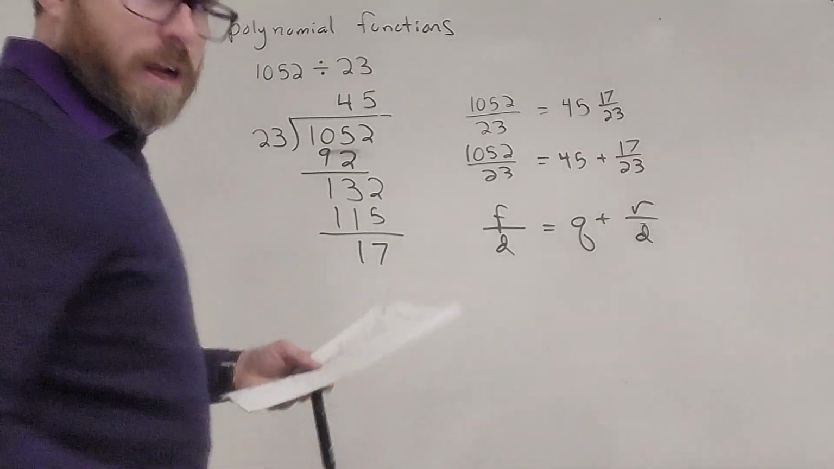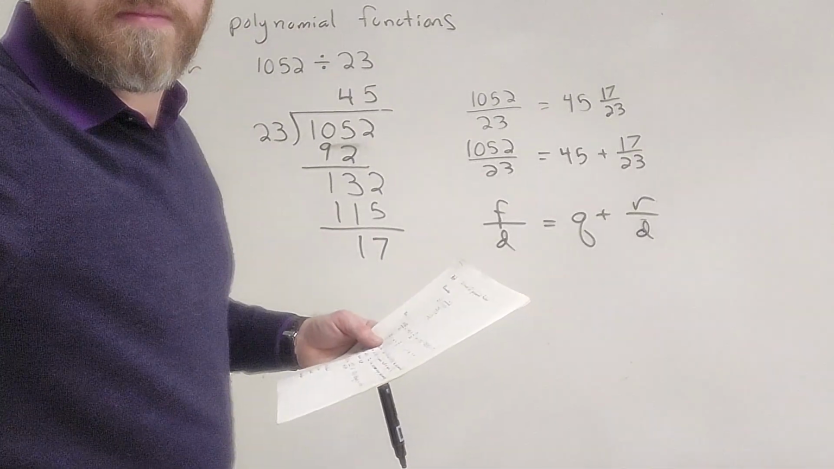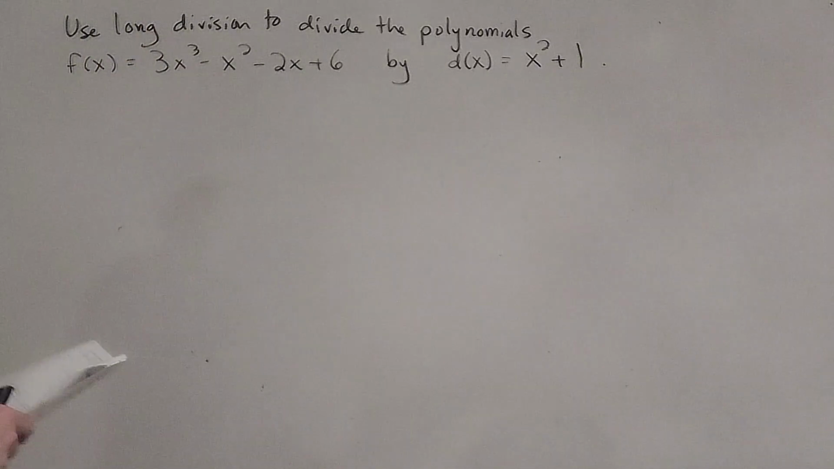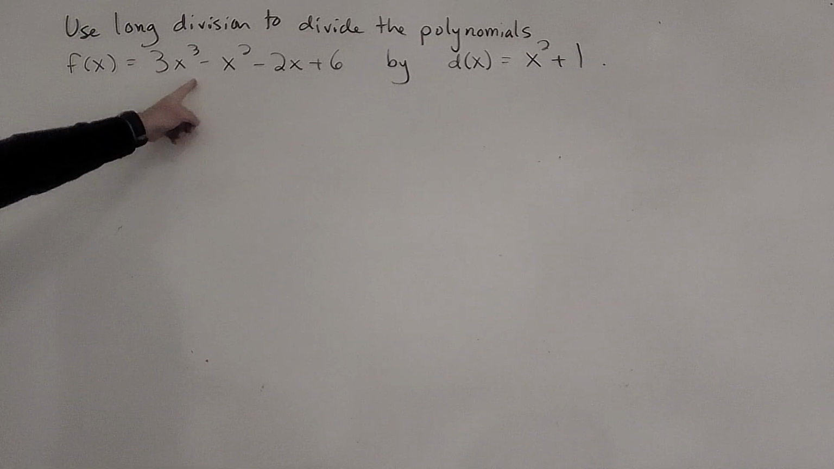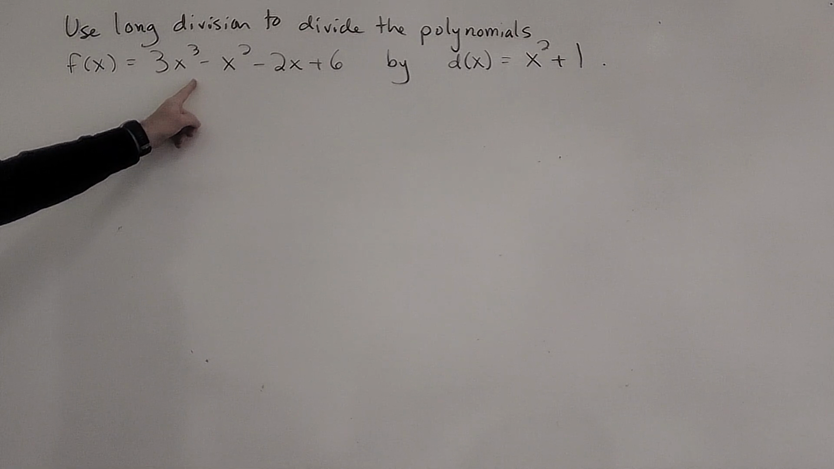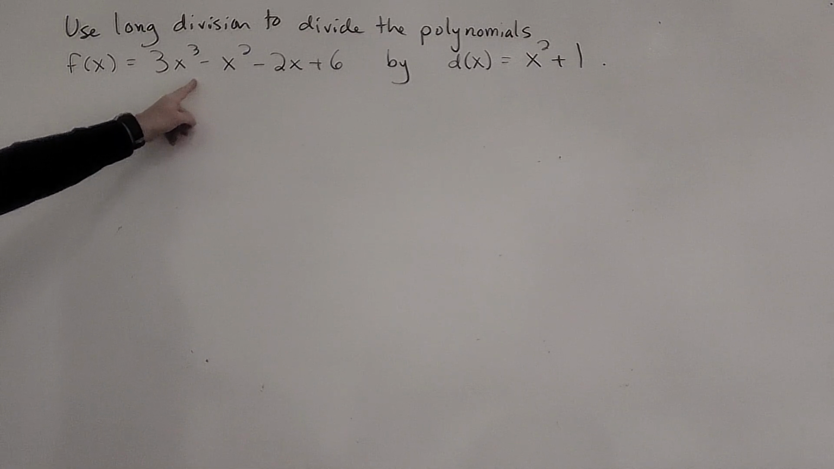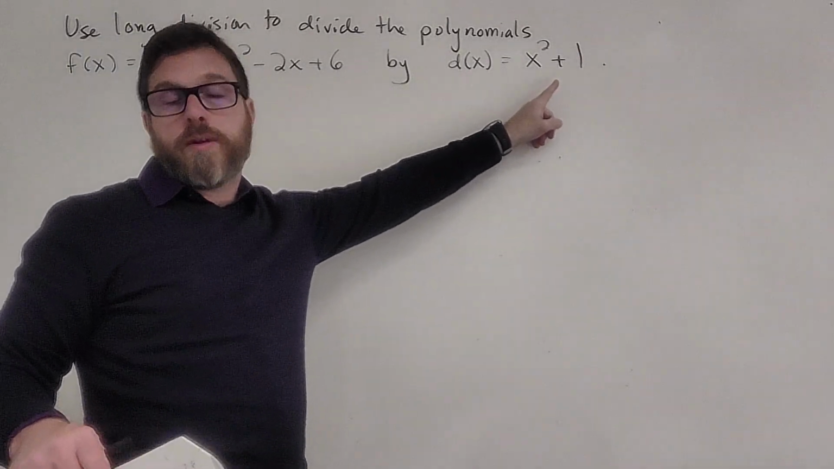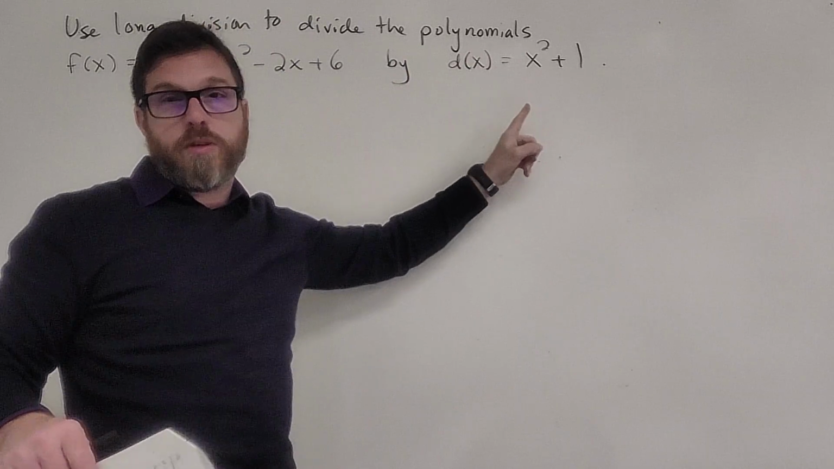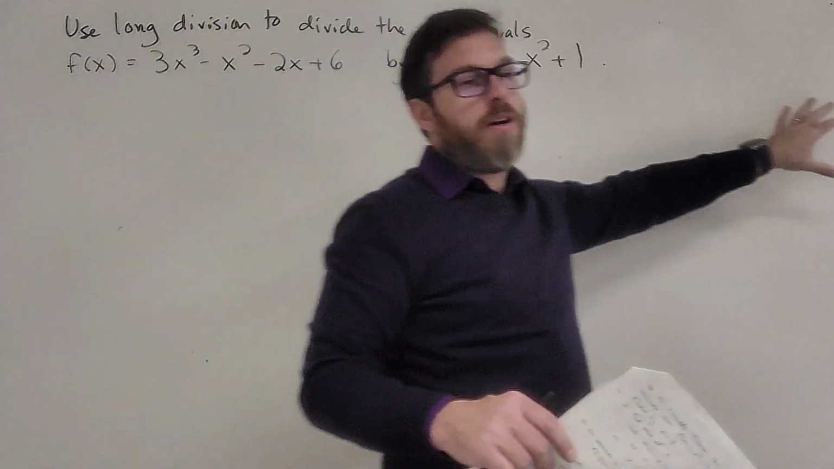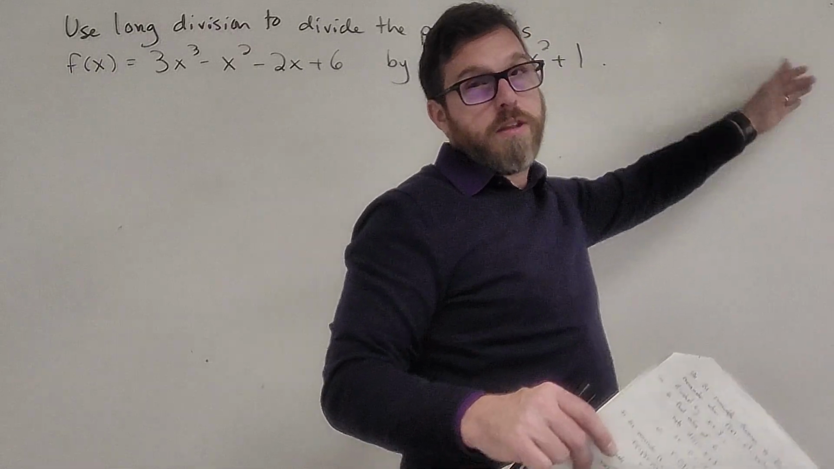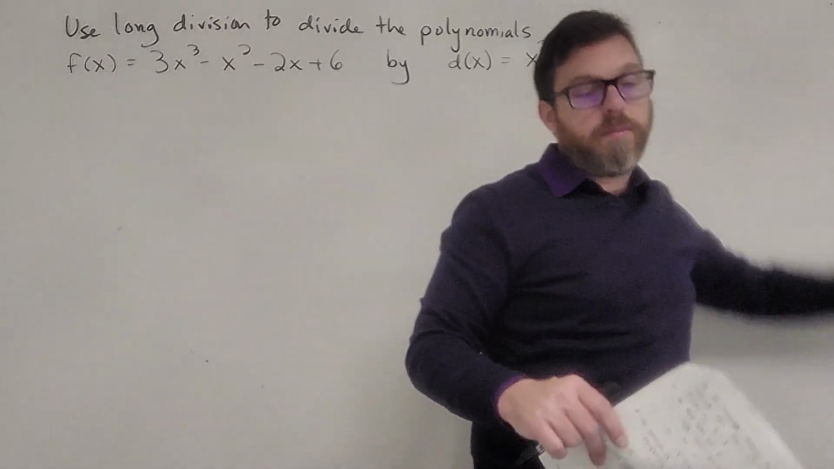So I'm going to set that up, and we're going to use long division to divide these two polynomials. This f of x being the bigger polynomial, larger meaning larger degree, divided by the smaller polynomial, meaning smaller degree. So degree 3 divided by degree 2, and we can tell that our quotient is going to be a degree 1 because 3 minus 2 is going to be degree 1.